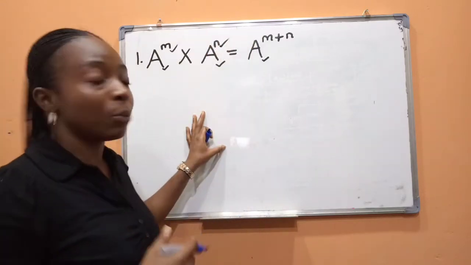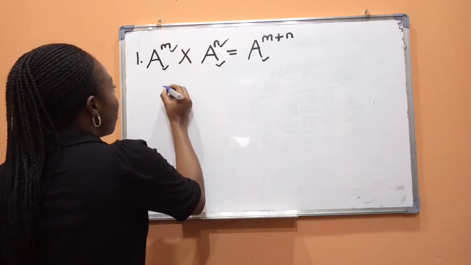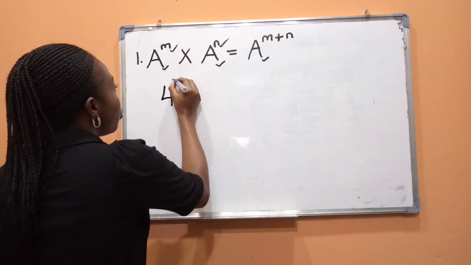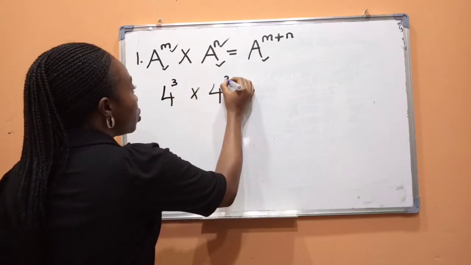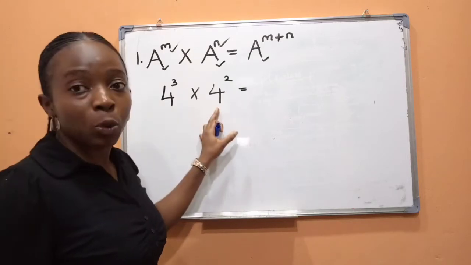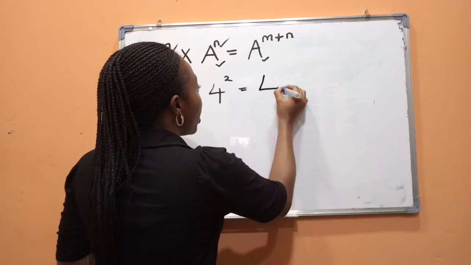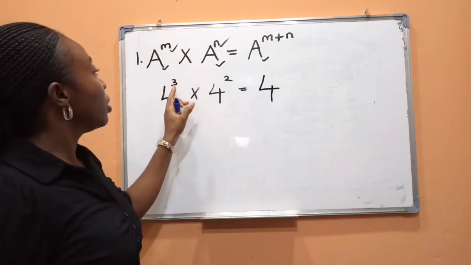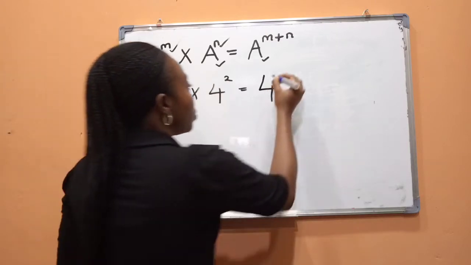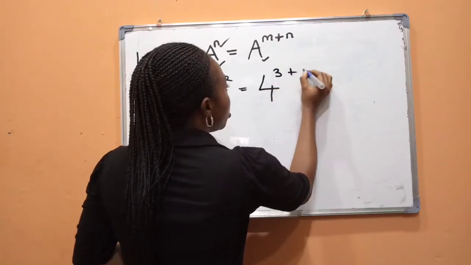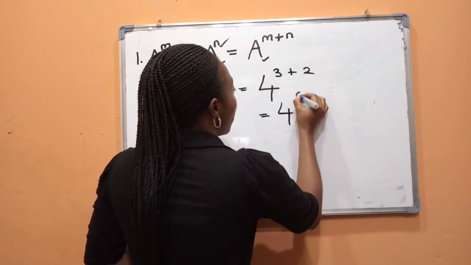So let me impute a number so that we can have a better understanding. Let's say we have 4 to the power of 3 times 4 to the power of 2. What we simply do is pick one of the bases since they are the same number. So we're going to have 4 here, and then we sum up the index, the exponent. We're going to have 3 plus 2, which gives us 4 raised to the power of 5.